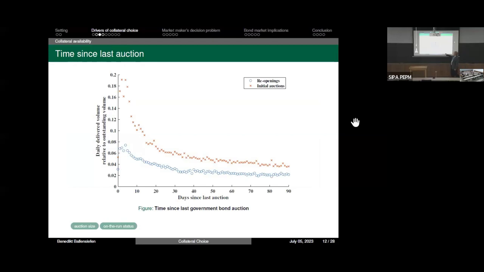So what you see here is that delivery volumes are highest right after the auction. Then they decline throughout the auction cycle, but then they tend to peak again around the opening. The opening has smaller volumes, a similar pattern. So I think it's very consistent with the idea that dealers who subscribe to auctions have large holdings, or are long, longer than they want to be. It becomes a big part of their holdings, and then they move the bonds into general collateral.